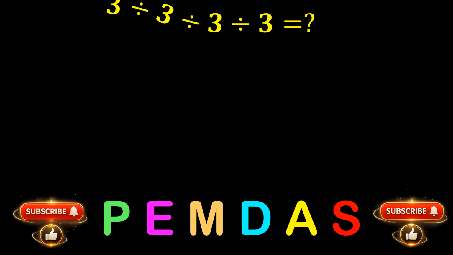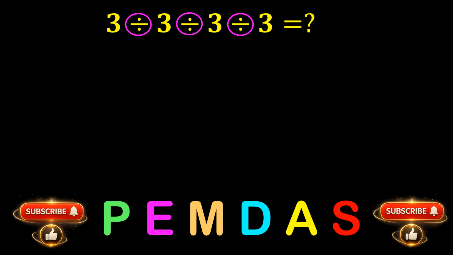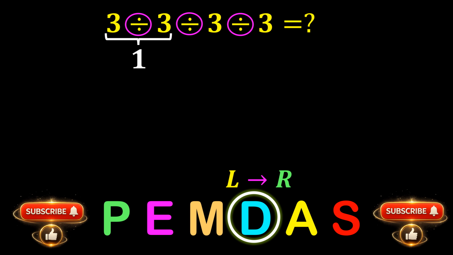Now let's get into the correct way to solve this problem. Since the expression only contains division, we have to work from left to right. First, we divide 3 by 3, which gives us 1. So the expression becomes 1 divided by 3 divided by 3.